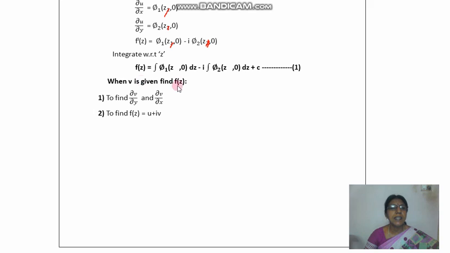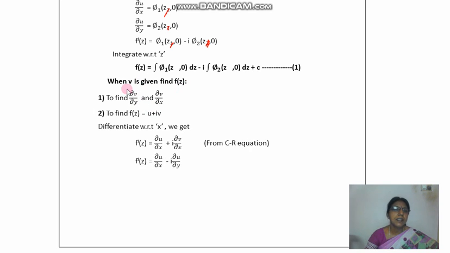Similarly, when v is given, find f of z. Same steps: suppose v is given, find dou u by dou y and dou v by dou x. Then f dash z is this formula. Let dou v by dou x be pi 2 and dou v by dou y be pi 1. Reverse. When u is given, dou u by dou x is pi 1 and dou u by dou y is pi 2. Order is same.